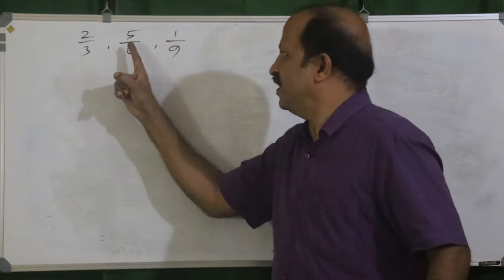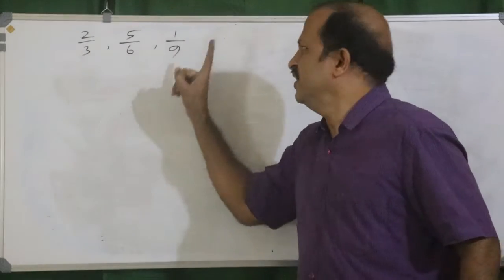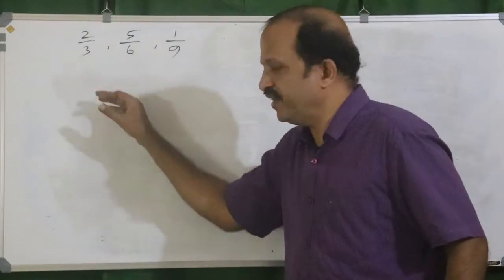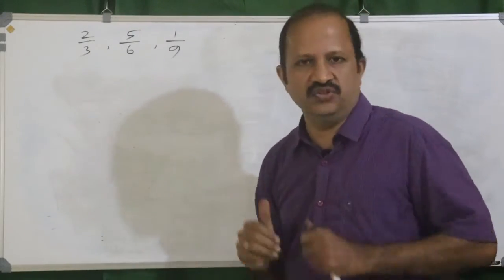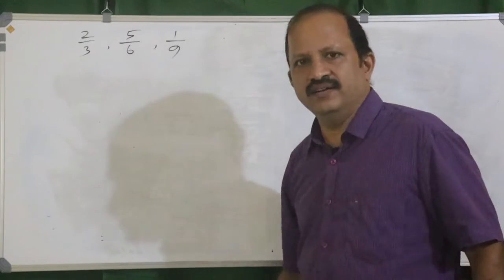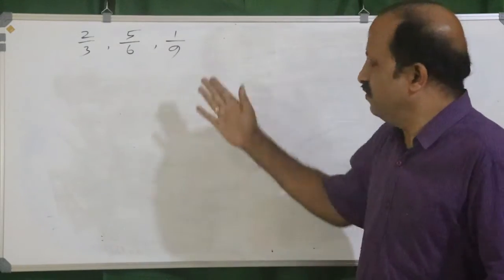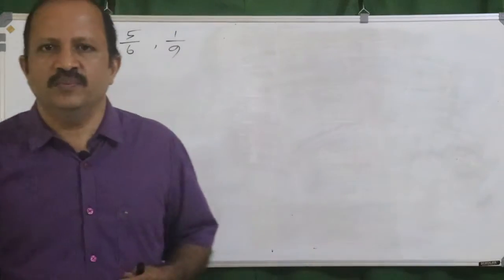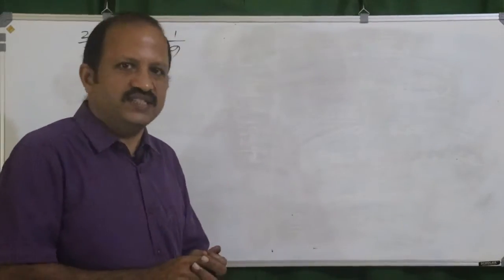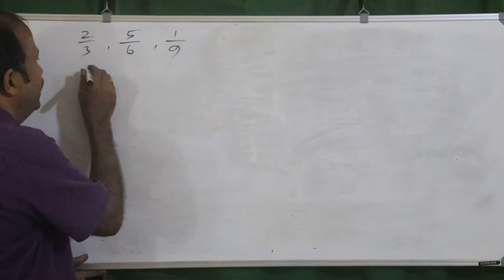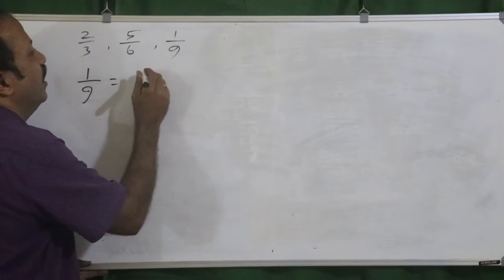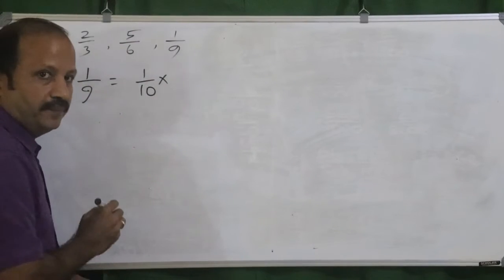Next, we have 5 by 6 and 2 by 3, which is the same thing. Then 1 by 9. We have to say how many 1 by 10s there are in it. That is the first thing. So, 1 by 9 is equal to how many 1 by 10s?